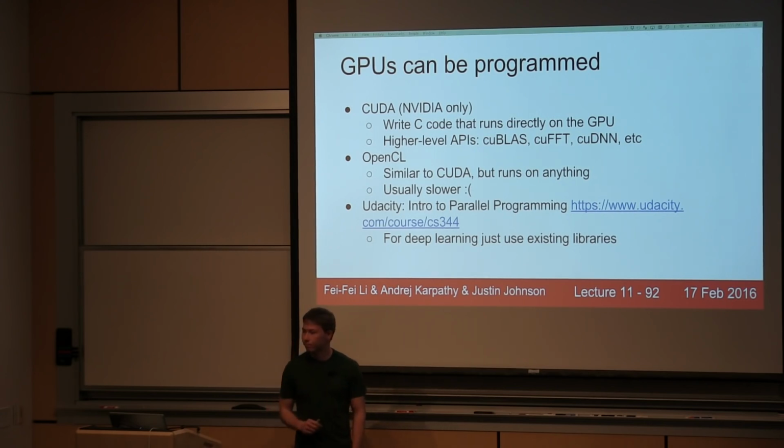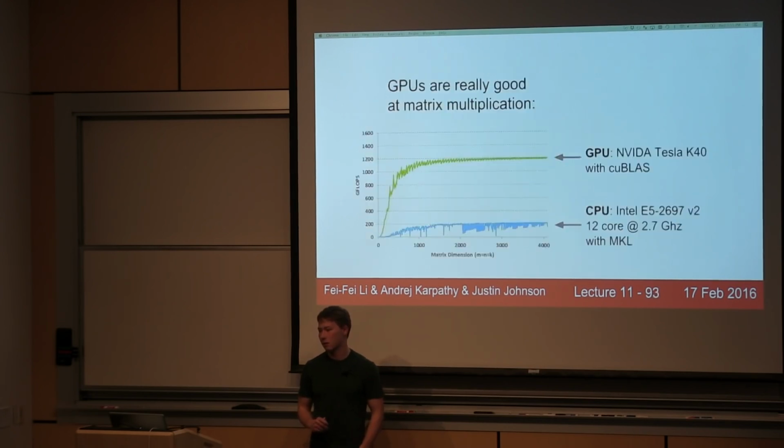Is cuDNN kind of like Caffe and Torch, or what does it provide? Yeah, so cuDNN, I'll talk about that in a minute. CUDA is this raw thing, so cuDNN is a higher level library, kind of like cuBLAS.